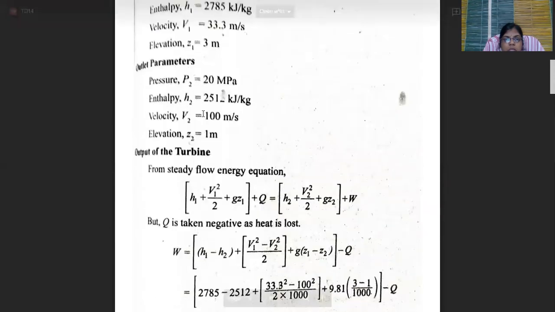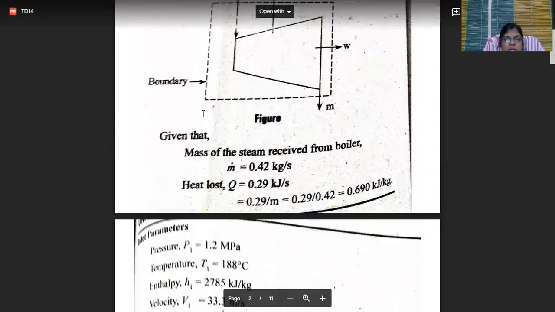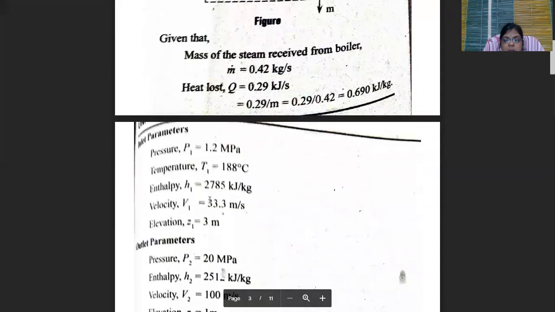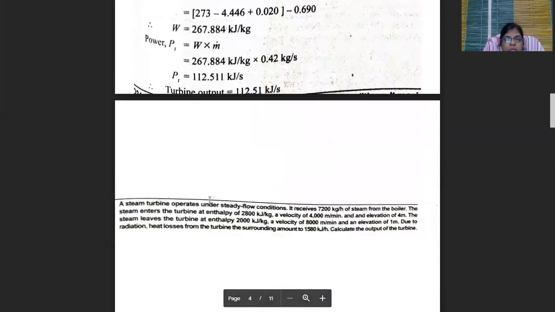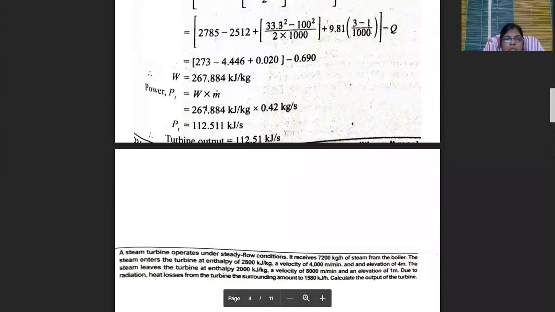Okay, and next, power is nothing but work done into m dot. So work done is 267.884 into m dot, which is also given. What is our m dot? 0.42 kg. So power is nothing but work done into m dot. So put the value of work done into m dot. Finally, turbine output is 112.51 kilojoule per second.